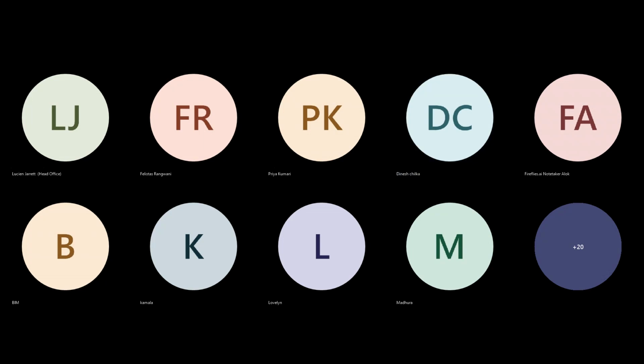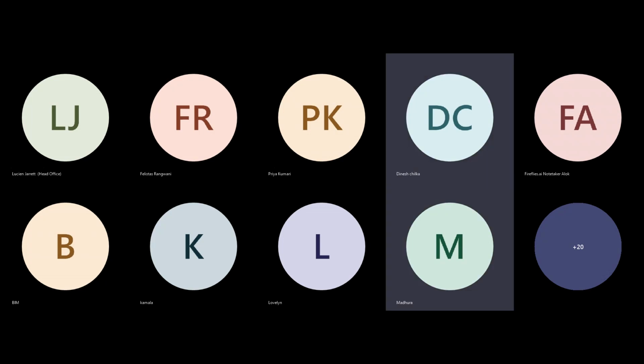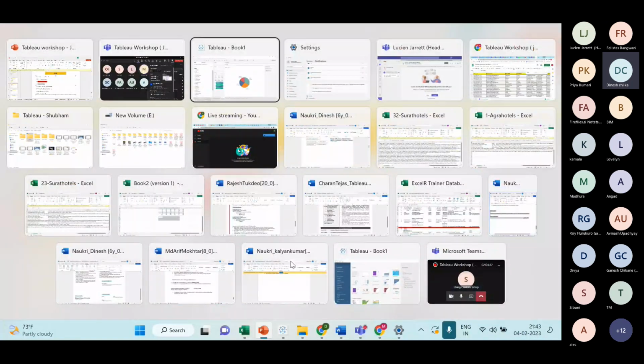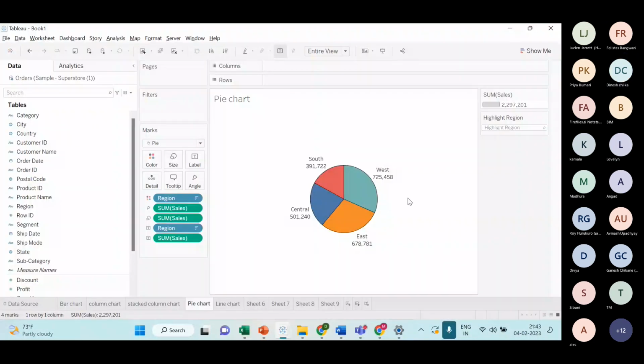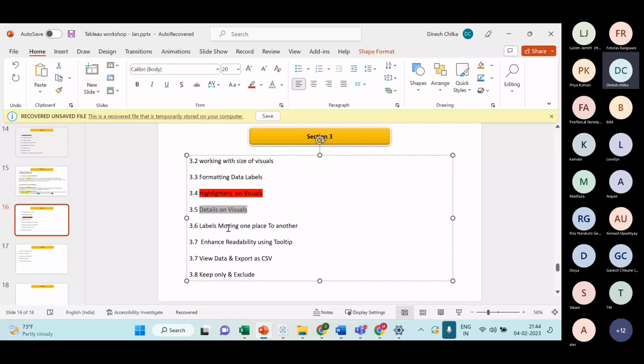Now anybody can tell that, now labels, I want to move from one place to another. I am sharing my screen. I understand that, no worry. Now these labels, right? I want to go with that. So these labels should be moving from one place to another. How can we do that?